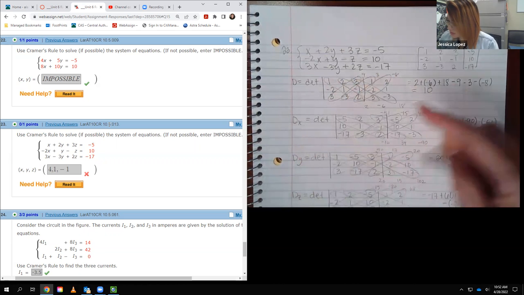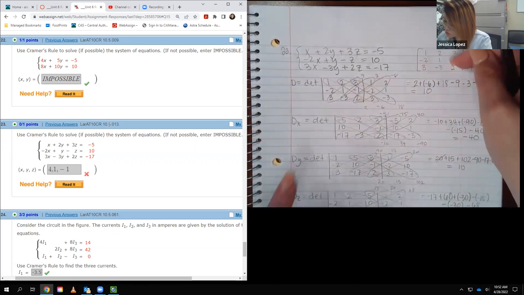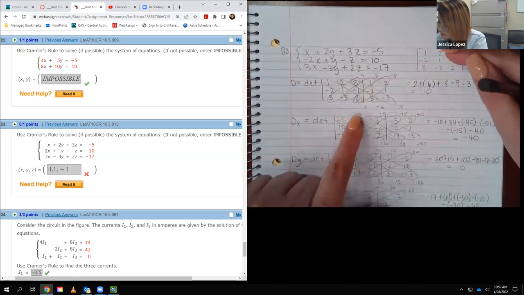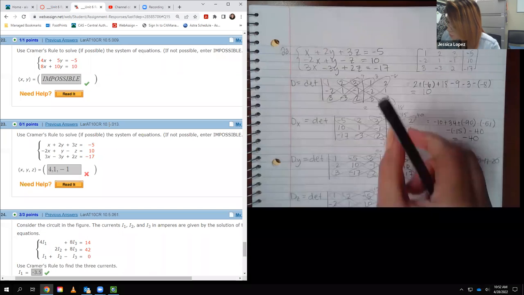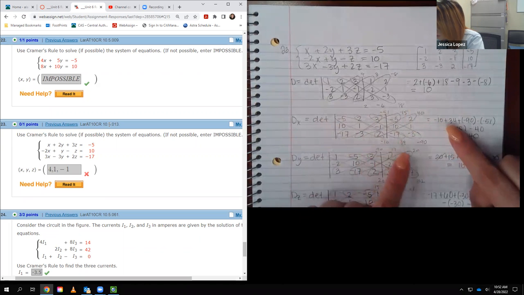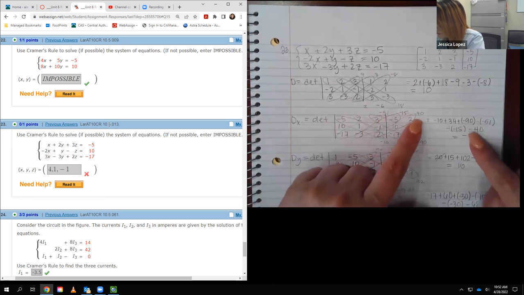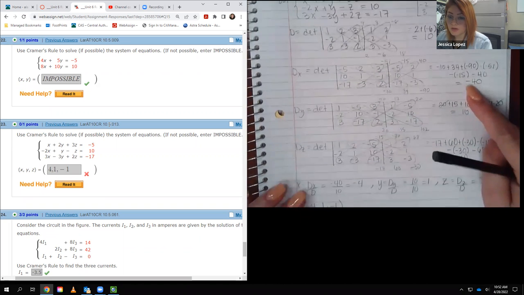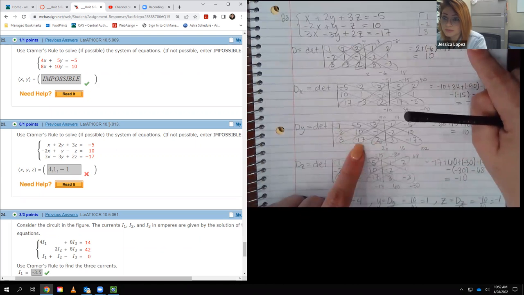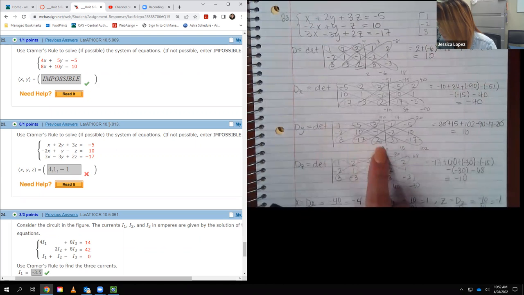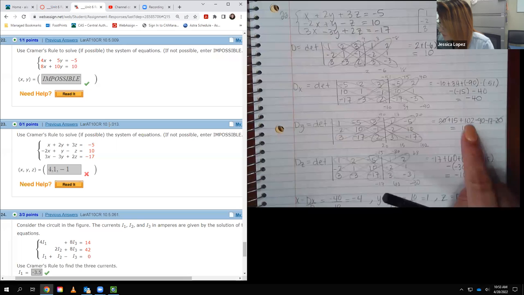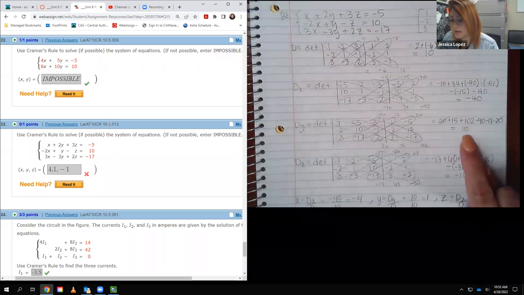Now for dx, you're going to keep the same coefficient matrix, but you're going to replace the x's with the constants. So notice that the constant column is now where the x column was, the y column and the z column stay the same. Rewrite the first two columns and then start doing your downward products and your upward products. Downward products I add, upward products I subtract. And so then the result was negative 40 here. For dy, we keep the x column the same and the z column the same, but the y column gets turned into the constants. And so we rewrite the first two columns and then the downward products, the upward products. So we add all the downward products, we subtract all the upward products, and the result happened to be 10.